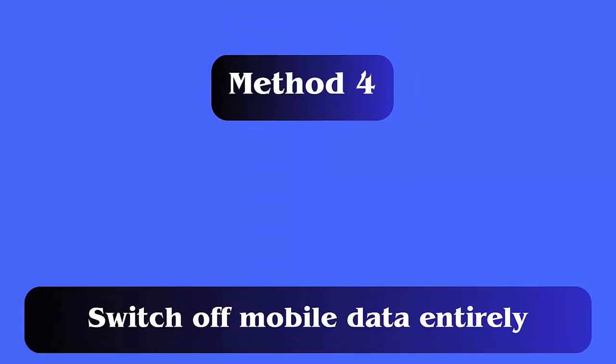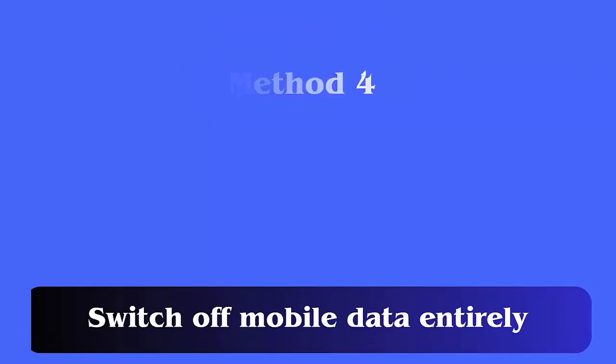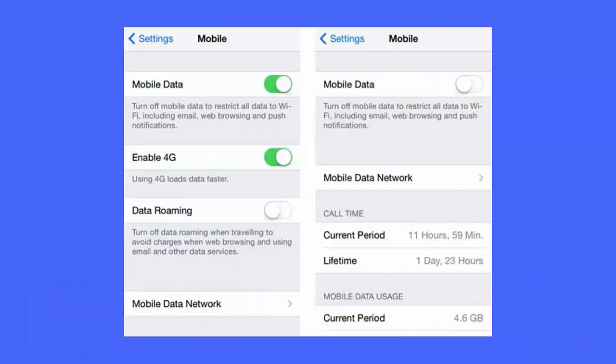Method 4. Switch off mobile data entirely. Due to mobile data on always, your Android phone's battery suddenly drops to zero. So it's better to disable mobile data completely. This will help you a lot in improving the battery performance.